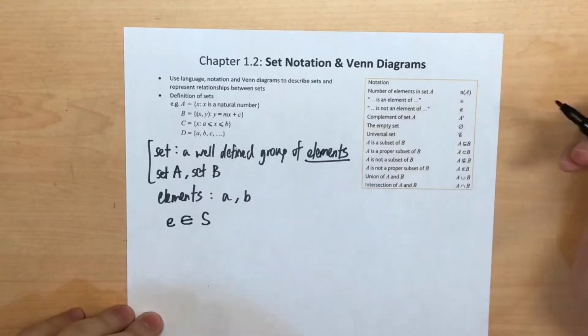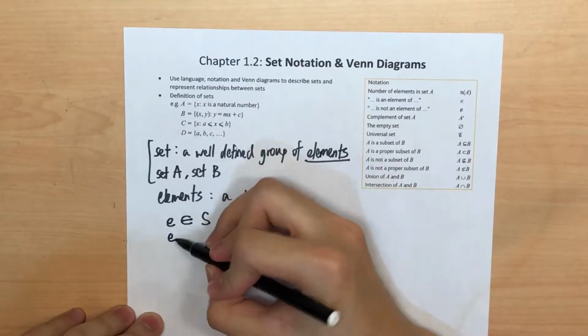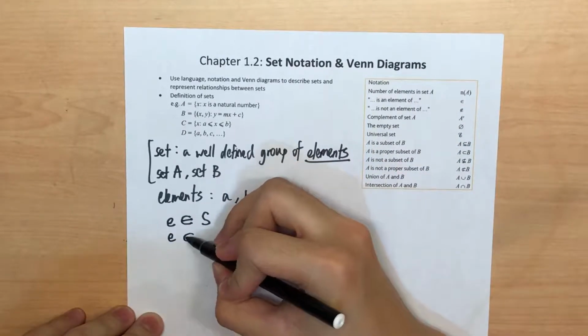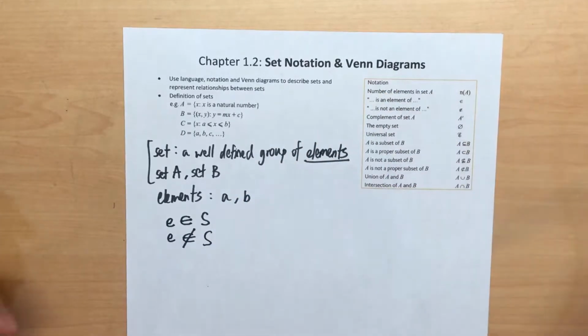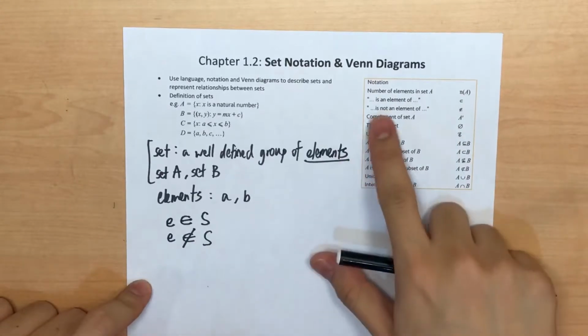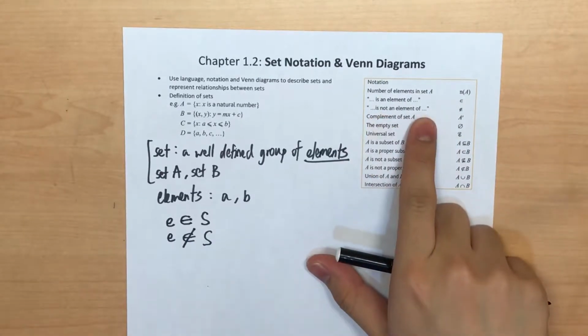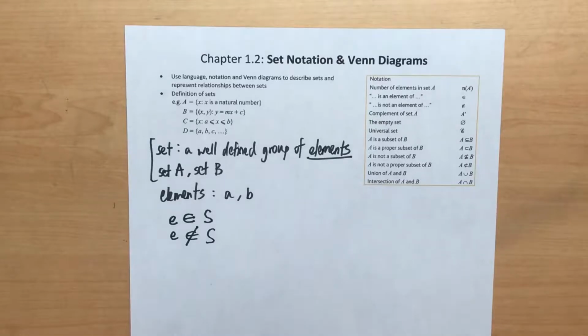Alright, let's say e is not an element of S. We write e is not an element of set S, with this symbol, which means "is not an element of". You get the idea.